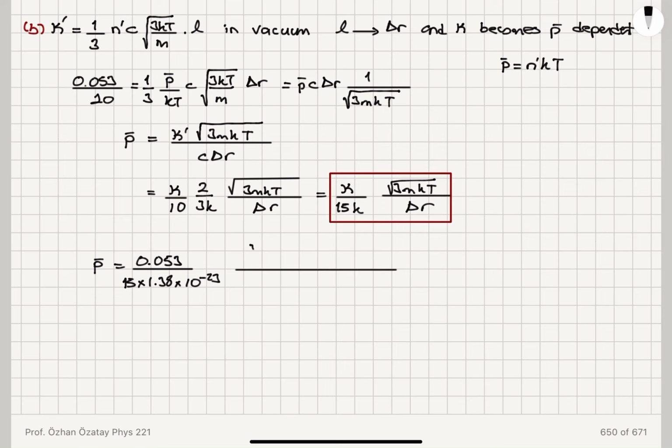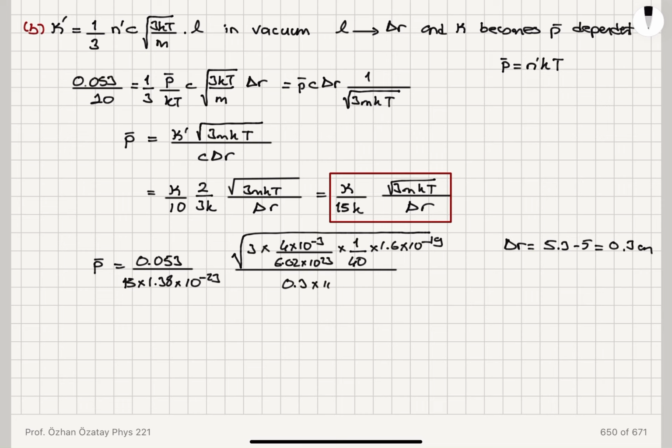so we have 3 times 4 times 10 to minus 3 kilograms divided by Avogadro's number, 6.02 times 10 to 23. Then we have kT value, 1 over 40 electron volts at room temperature, 1 over 40 times 1.6 times 10 to minus 19 coulombs, square root, divided by delta R. Delta R here is 5.3 minus 5, 0.3 centimeters. That is 0.3 times 10 to minus 2.